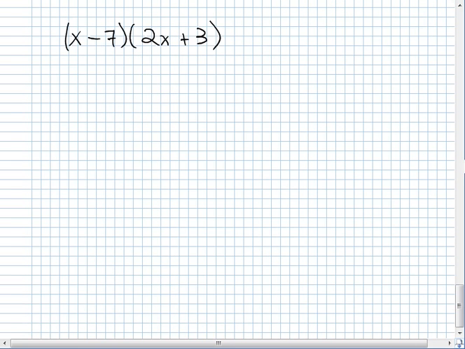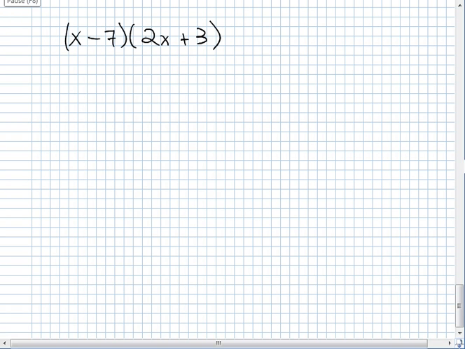Okay, so x minus 7 times 2x plus 3. Without using the graphical method this time, you're going to do the same process. In other words, take the first term, the x, multiply it by both terms in the second set of brackets, then do the same process for the negative 7, and then add up everything together. So go ahead and do that now, and then I'll show you the answer in 3 seconds.